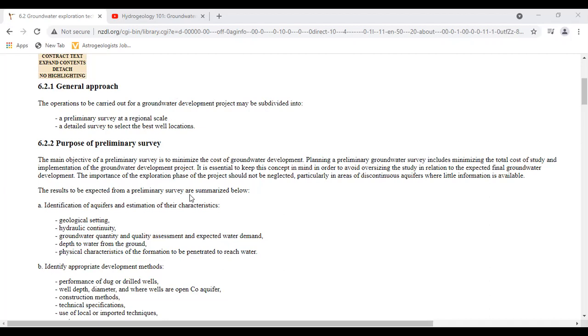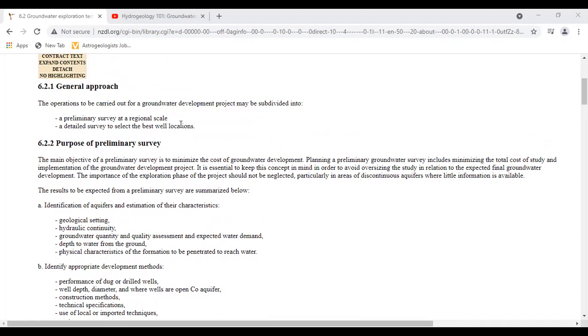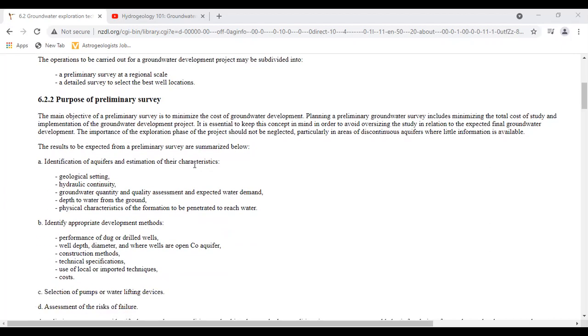So, guys, the purpose of the preliminary survey. In the general approach also, there are two parts: a preliminary survey at a regional scale, and a detailed survey to select the best well locations. Here, the purpose of the preliminary survey.